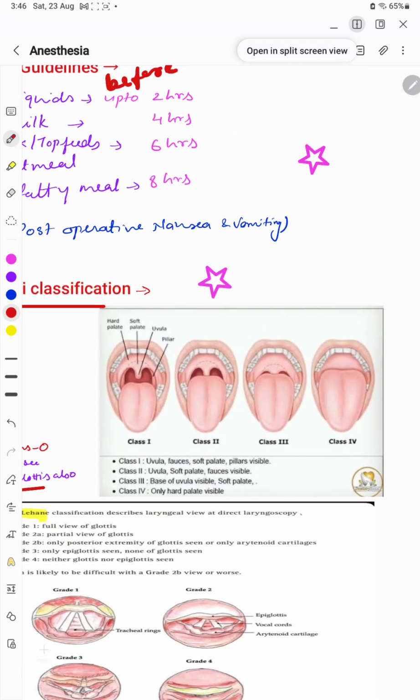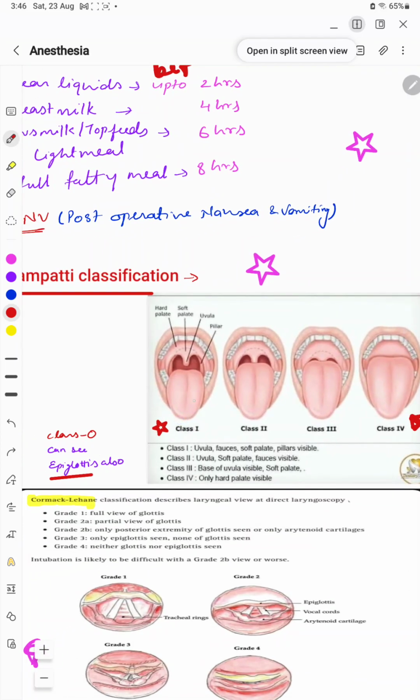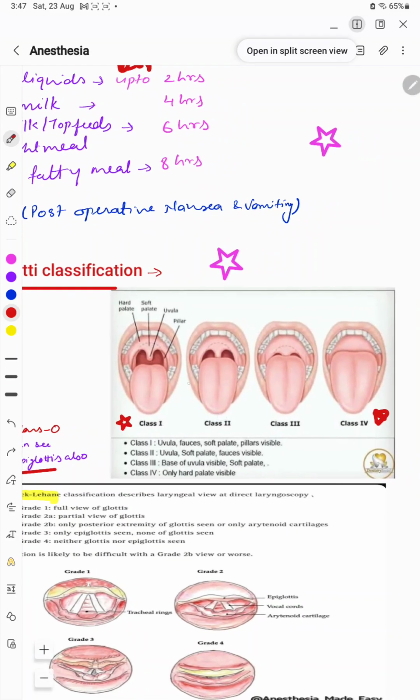Mostly they ask about class 1 and class 4. In class 4 you can see nothing, only the hard palate. And in class 1 you can see everything. And what can you see in class 0? The epiglottis of the patient. Okay. And in class 1 you have the soft palate and the pillars are visible. But in class 2 the pillars are not visible. Here you can differentiate.